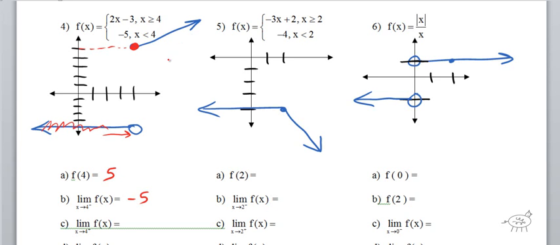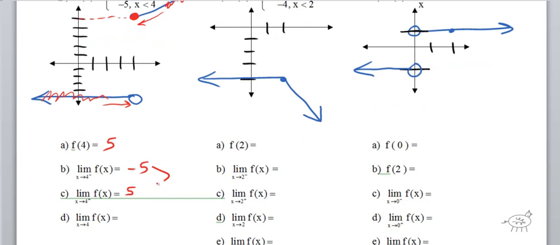And what happens when I approach it from the other side? Well, I'm over here now. I'm approaching it. I don't care what happens here. I only care what happens when I get really close. And what's the y value there? It's positive 5. Okay, never actually getting to the point or the hole, but I'm approaching it. So one is negative 5, one's positive 5.